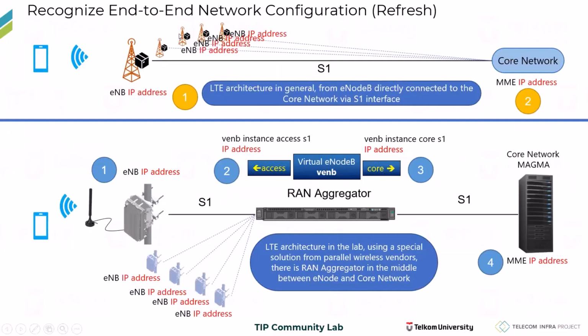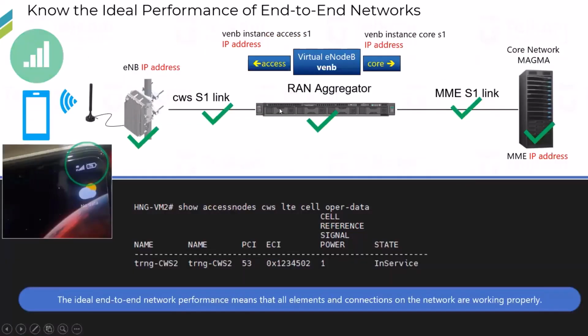Sorry, on standard architecture, you only need to know two IP addresses: the IP address of eNodeB and the IP address of the core network. But here, you need to know the IP address of 1, eNodeB, 2, the HNG or RAN aggregator on the left side, 3, the HNG or RAN aggregator on the right side, and then 4, the IP address of the core network. So we have four IP addresses that need to be checked: number 1 here, number 2 here, number 3 here, and then number 4.